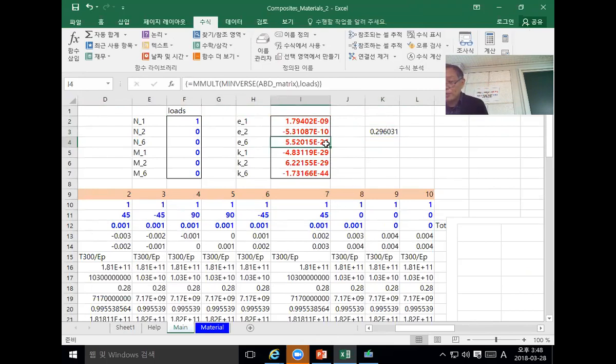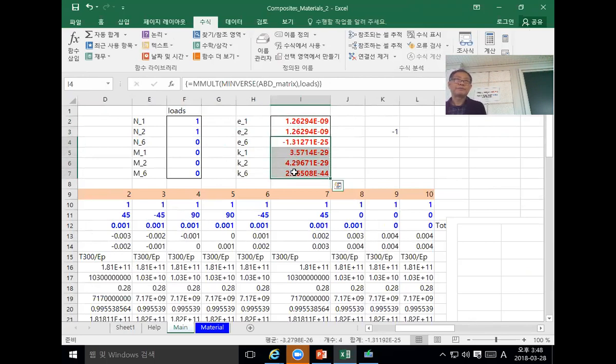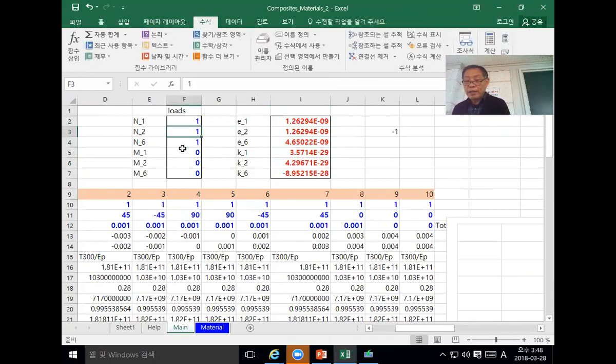And here, what is that? Almost a 0, right? So minus 26. As you can see, these are all 0. And what if I apply this and that same load? Of course, there will be the same strain in the 1 and 2 direction, and others are all 0. What if I apply only shear? You can see only shear. What if I apply only a bending moment? You will see curvature. They are all 0.